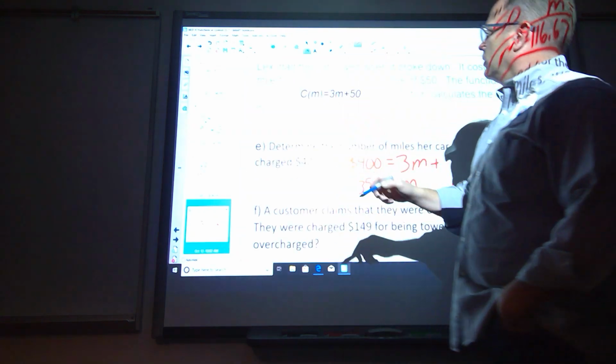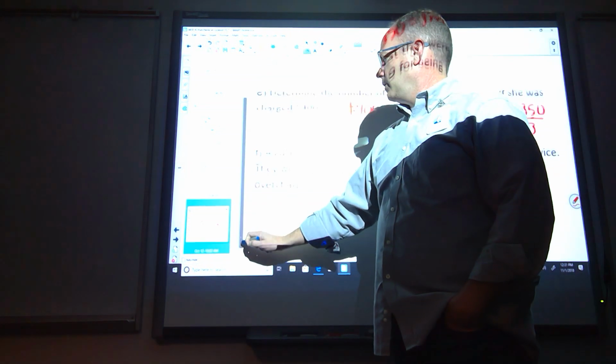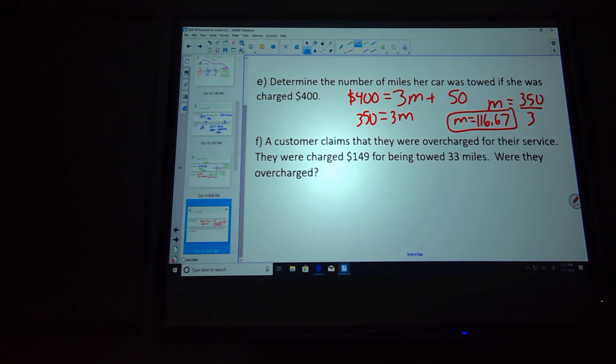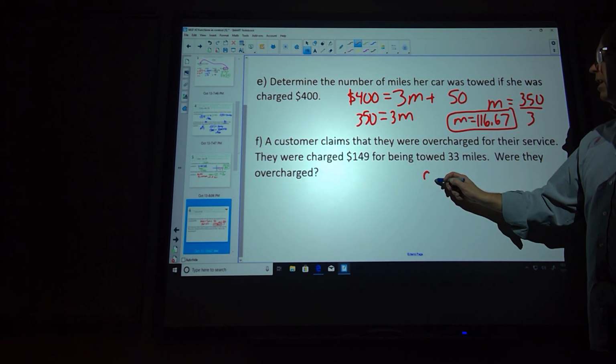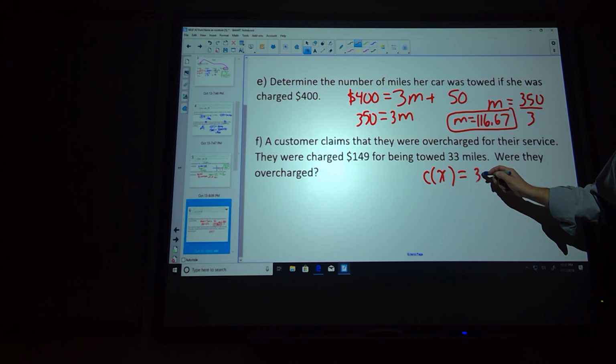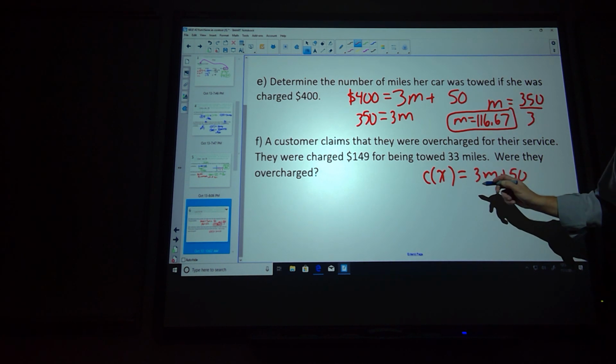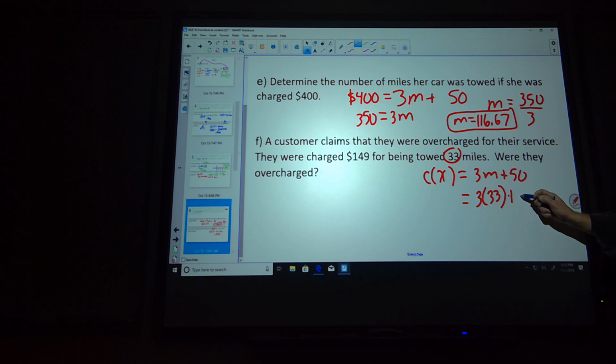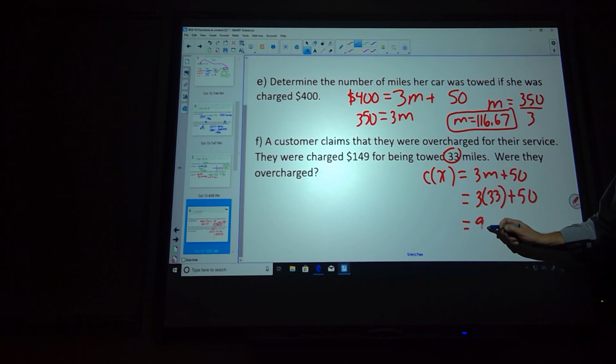All right. Let's finish this off. It says a customer claims that they were overcharged for their service. They were charged $149 for being towed a total of 33 miles. Were they overcharged? Well, we know that C(x) is equal to 3m plus 50. So if they went 33 miles, I could plug 33 in here and get 99 plus 50, because 3 times 33 is 99, which is 149.